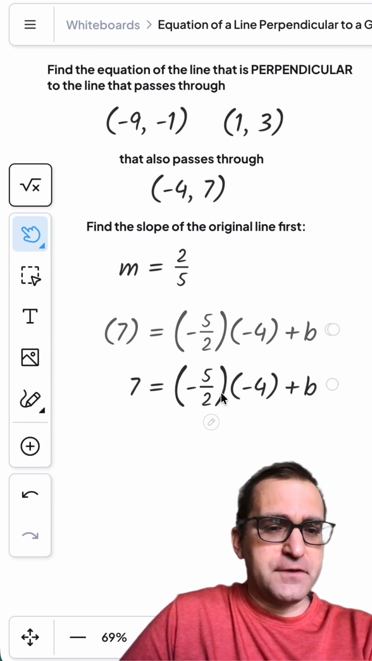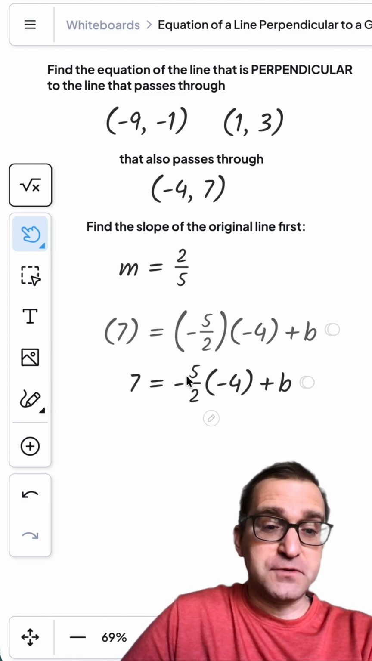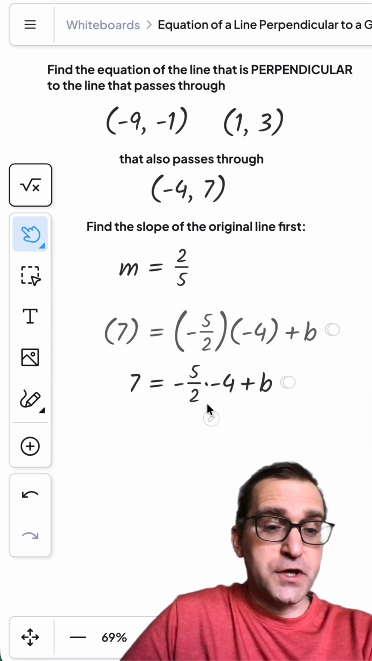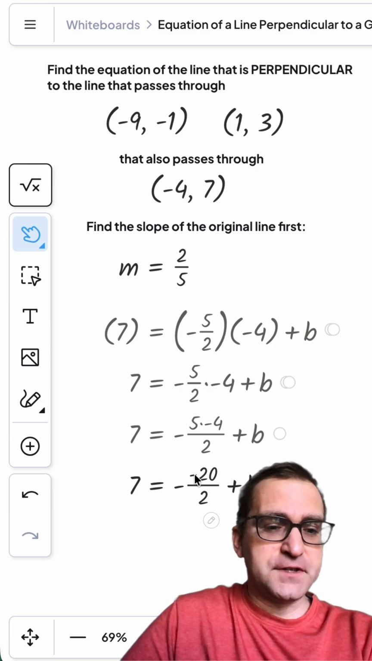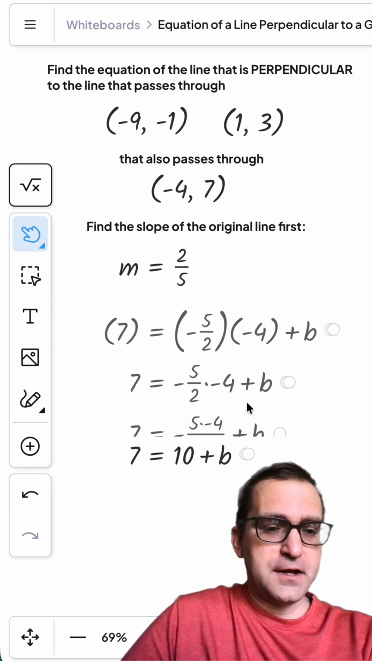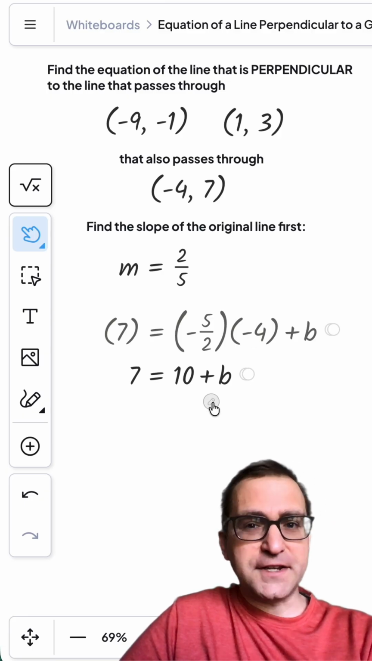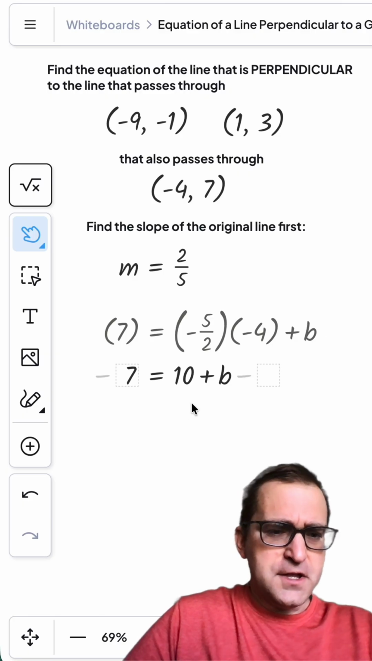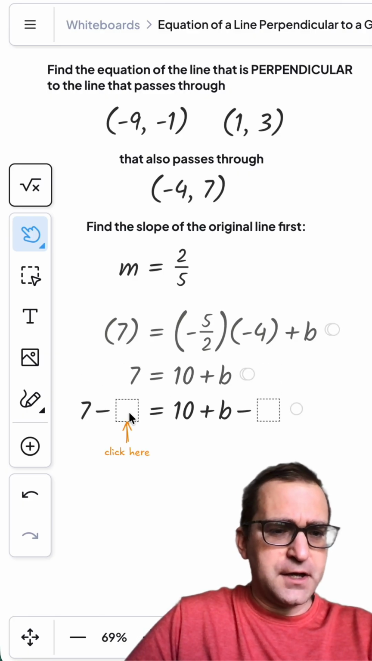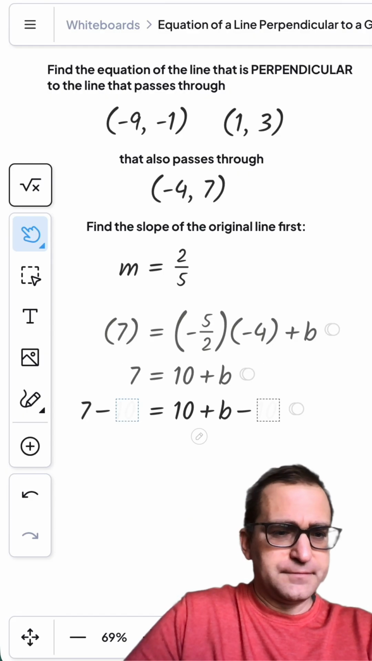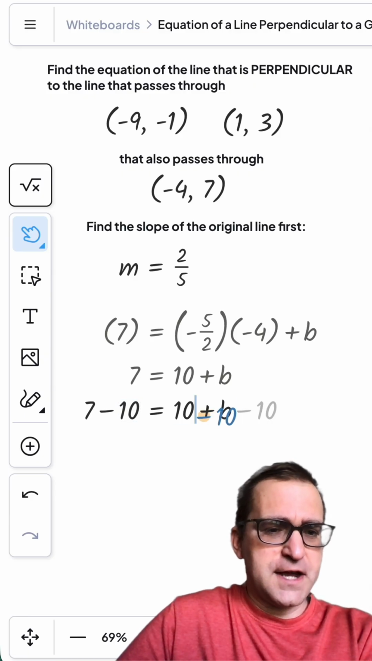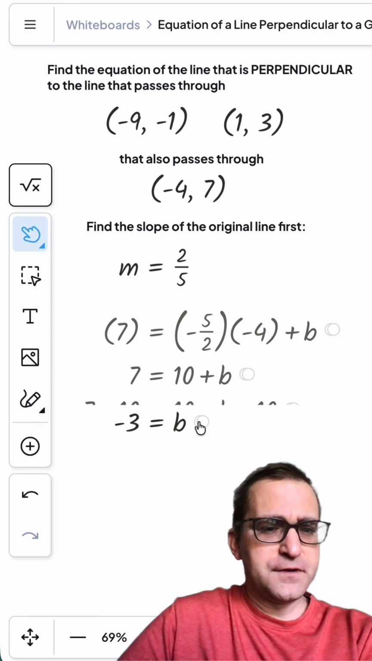The left side is 7, the right side comes out to be -2.5 times -4. Which is, let's see, the opposite of -20/2, which is 10, right? So put that positive 10 up there. And so right here, 10 plus what is 7? Well, 10 minus 3 is 7, so the answer is -3. So here we can go ahead and take away 10 from both sides to balance that equation out, to get b by itself. And so our y-intercept is -3.